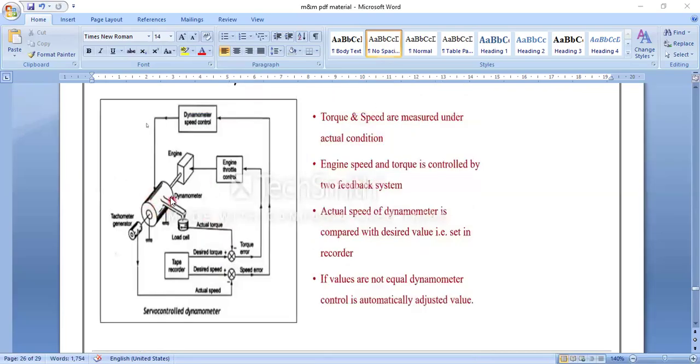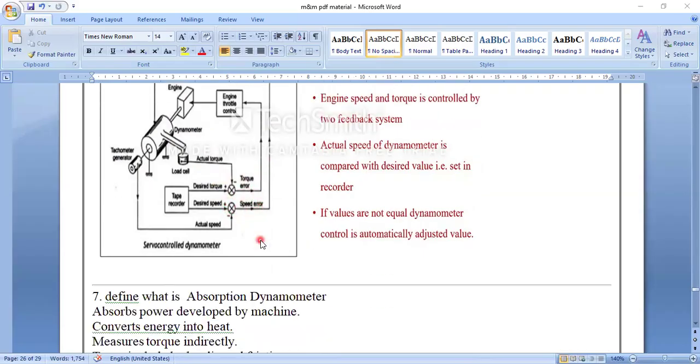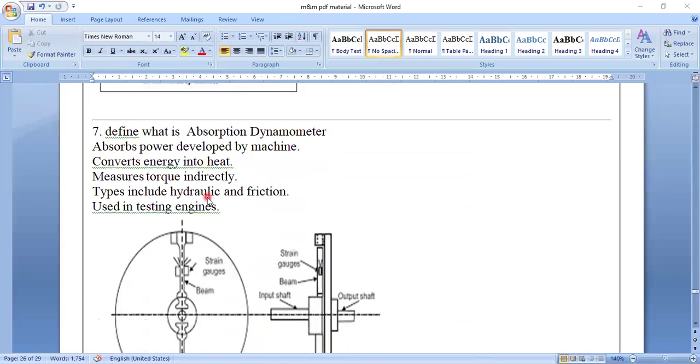So this is one dynamometer. This dynamometer has an actual torque here. One side it is attached to the engine, and the other side it is attached to the tachometer generator. So this is making a circuit, and this circuit is displayed here. We can also measure torque and also speed here. This is a servo control dynamometer. So this dynamometer is servo control.